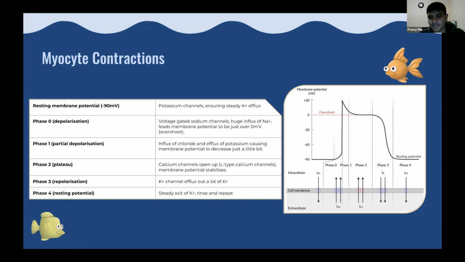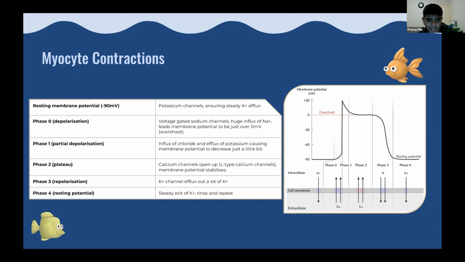This is kind of the important bit. So you've got this plateau phase, right? What's happening here is, in phase 1, you've got the partial depolarization where it goes from +30 to 0. And what's happening there is you've got chloride going out.